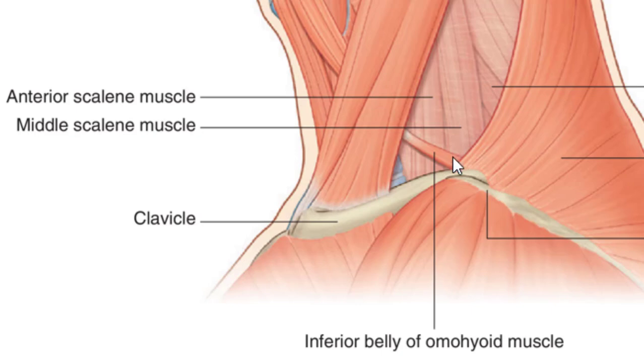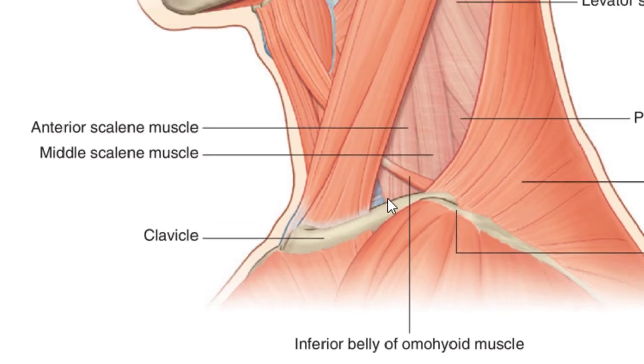Let's talk now about the supraclavicular triangle, which is also known as the omoclavicular triangle or the subclavian triangle. This triangle is bordered superiorly by the inferior belly of omohyoid muscle, anteriorly by the sternocleidomastoid muscle, and inferiorly by the clavicle. And the floor of this triangle is largely formed by the anterior and middle scalene muscles, while it's covered the same as all the other triangles as we have discussed earlier in the lecture.